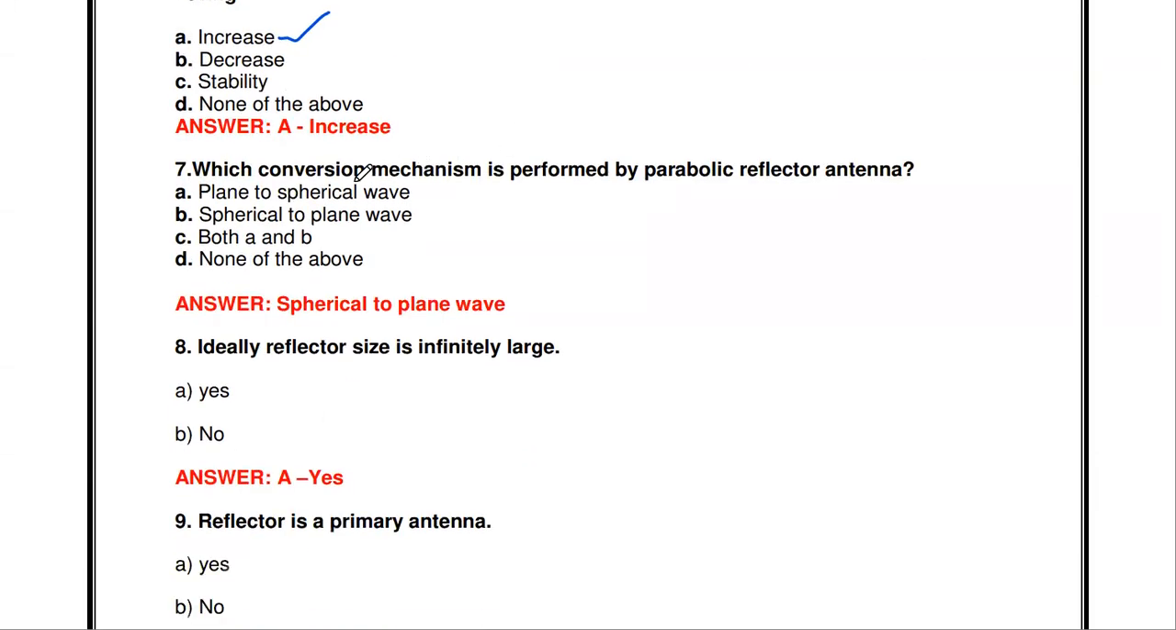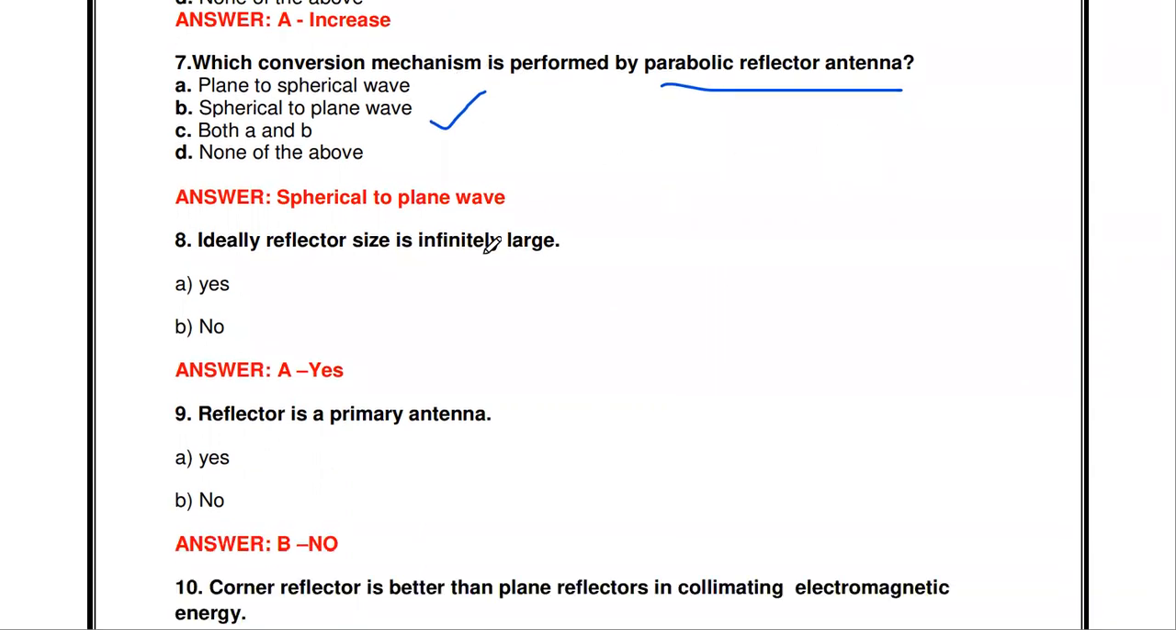Okay. Then the next one: which conversion mechanism is performed by the parabolic reflector antenna? Plane to spherical wave, spherical to plane wave, both A and B, or none of the above. The spherical to plane wave conversion happens in the parabolic reflector antenna.